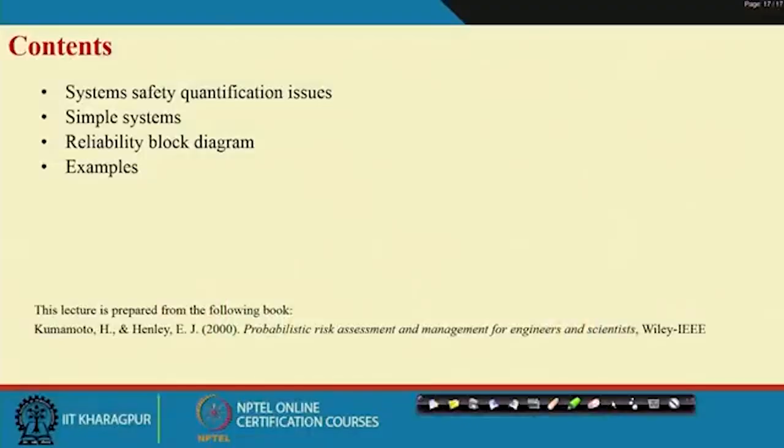So, we will see what are the issues related to system safety quantification, then we will first see the simple systems and their quantification, and then we will describe reliability block diagram, and finally some examples. I hope that in 35 minutes we will be able to complete it. This lecture is also taken from the book written by Kumamoto and Henley, Probabilistic Risk Assessment and Management for Engineers and Scientists, published by Wiley.